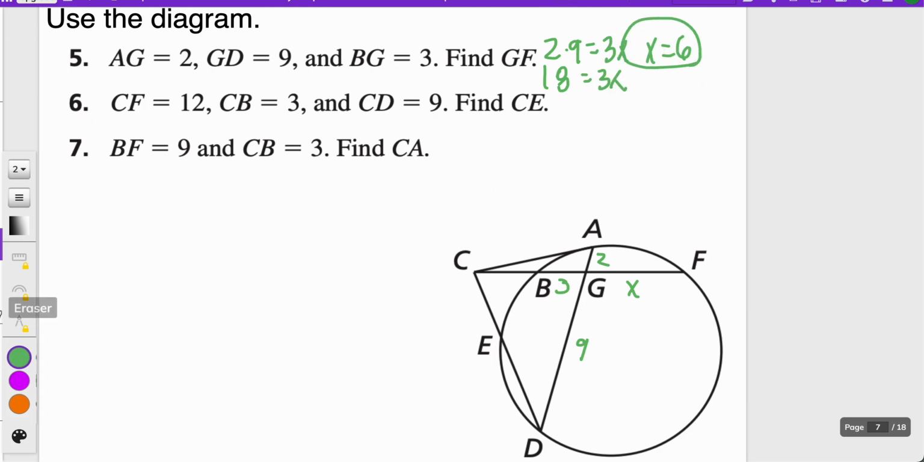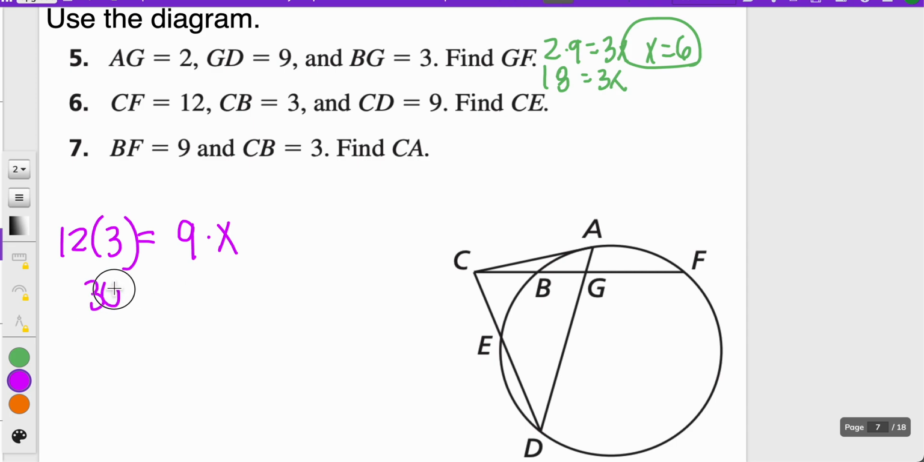Okay, for the next one, just reset here, CF, so that entire length is 12, and CB is 3. So automatically I know I'm going to have to use my 12 by 3 because CF is the entire length. And then CD is 9. So find CE. So 9 times what can also be 12 times 3. So that'd be 36 is equal to 9x, so x is equal to 4 for this one.